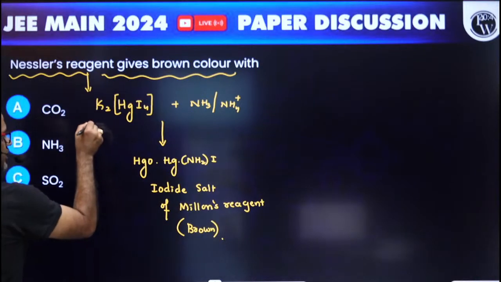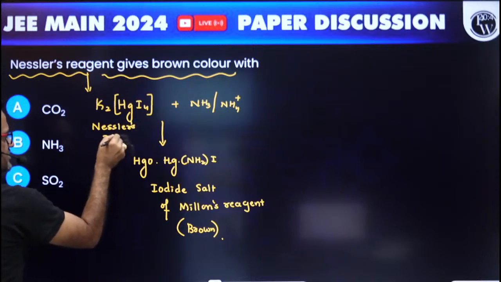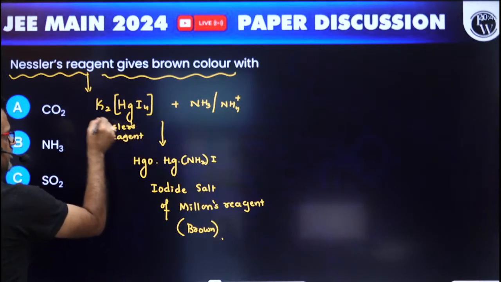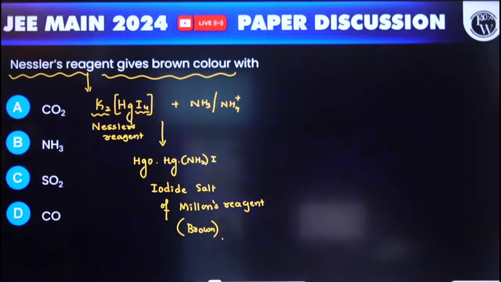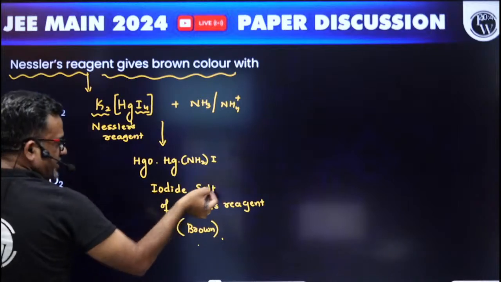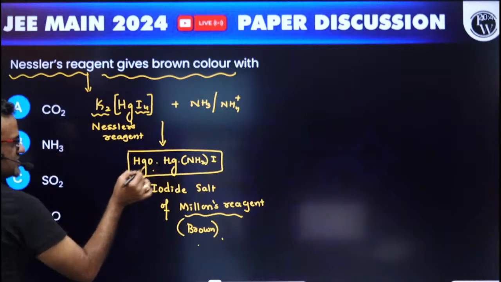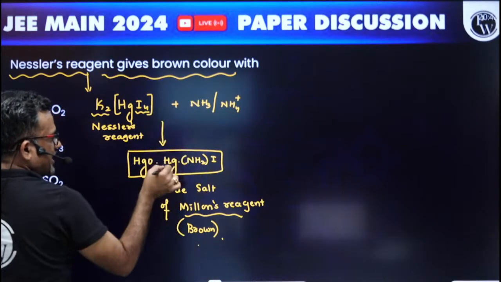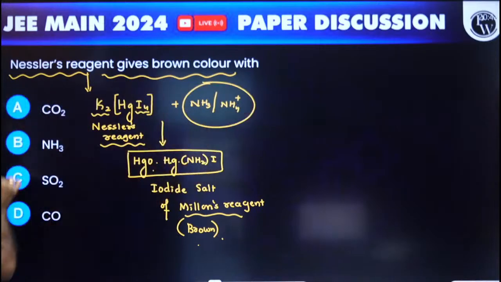Okay, so this is your Nessler's reagent, potassium tetraiodomercurate. Nessler's reagent gives brown color, that is the iodide salt of Millon's base. This compound is formed, and when it is formed you get the brown color, and that will only happen when Nessler's reagent reacts with ammonia. So your answer is option B.